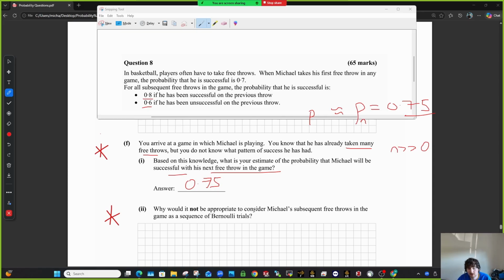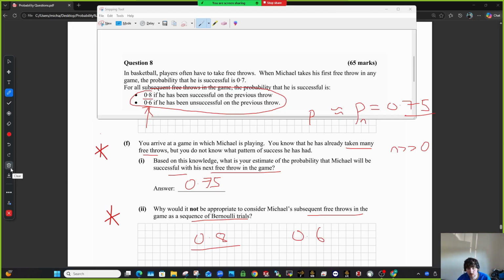And then down here, part two: why is it not appropriate to consider his following free throws as Bernoulli trials? Because it's just not. That's what this question is about. Let's say Michael scored that first free throw when he arrived at the game. Well, then Michael's next free throw is a 0.8 chance of going in, because this still is valid. This hasn't gone away up here. And obviously, if this was unsuccessful, his chance of going in the next would be 0.6. So the dependence is still there. Success and failure are not constant.